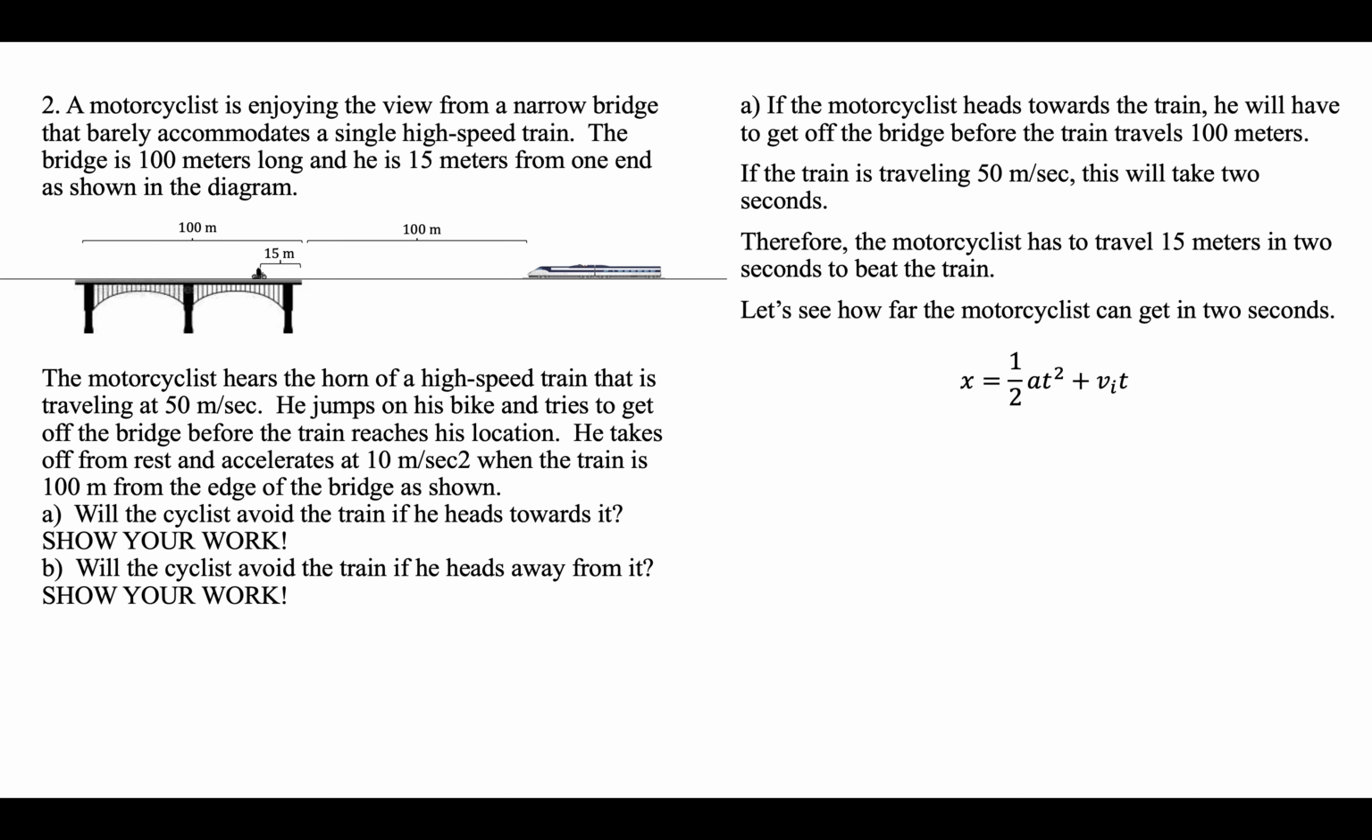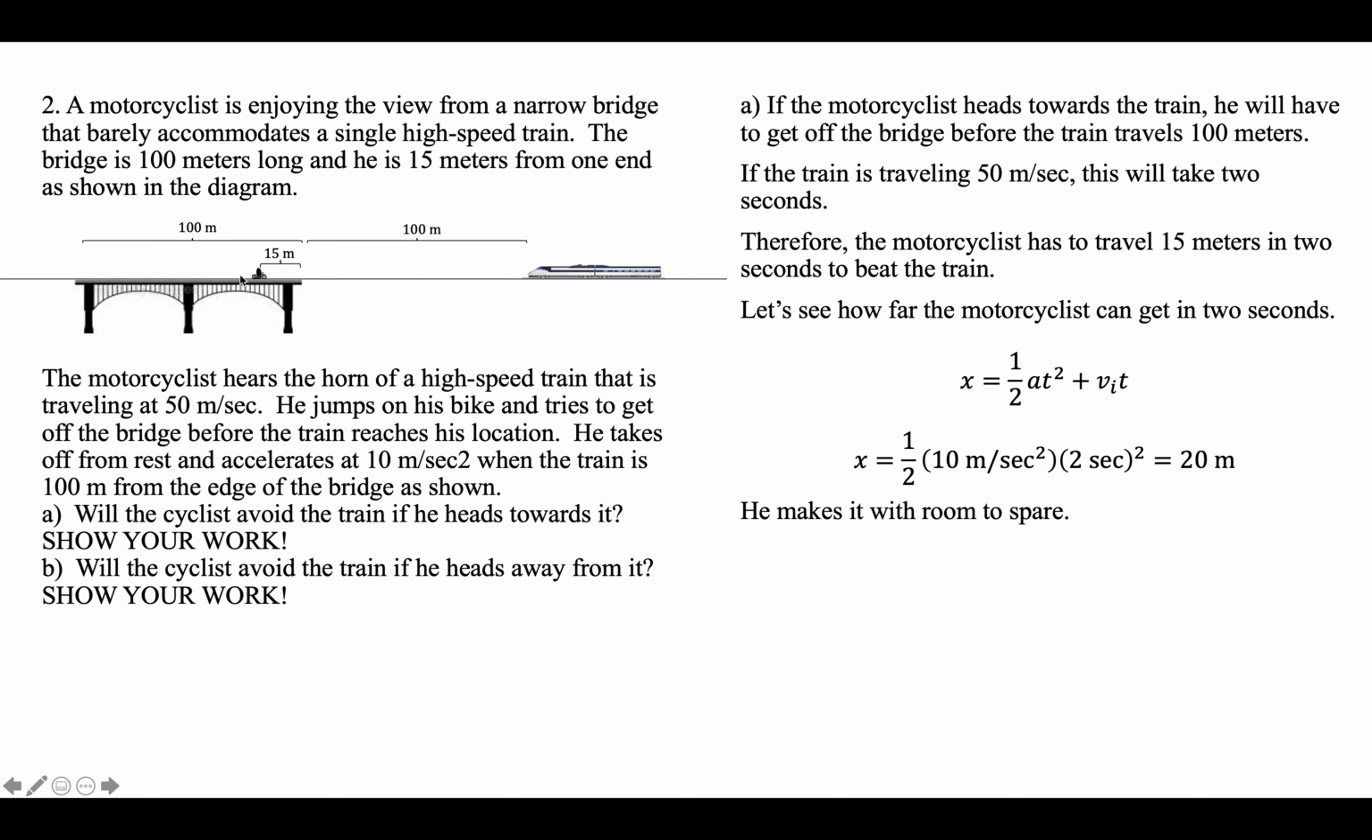Well, there's an equation for that. X is 1/2 AT squared plus V_i T, starting at rest, enjoying the view. X is 1/2 AT squared. 4 times 10 is 40 times 1/2 is 20 meters. He's going to make it. He only has to go 15 meters. He's got room to spare. Now let's look the other way.